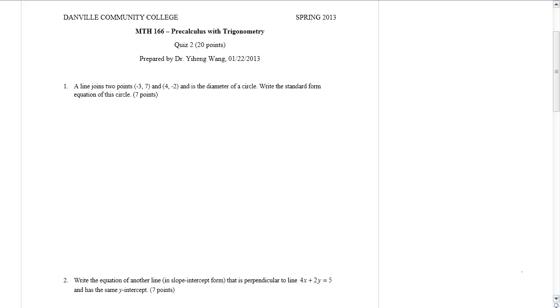In the first problem, we are given 2 points. Their coordinates are given. This is just a sketch. And there's a line that joins these 2 points. And this line is going to be the diameter of a circle. And we're asked to find the equation of the circle and write it in the standard form.